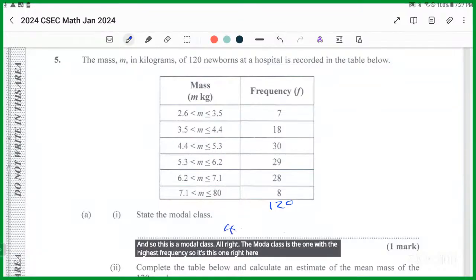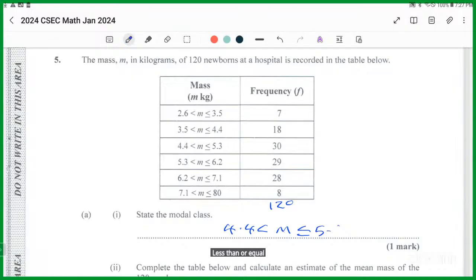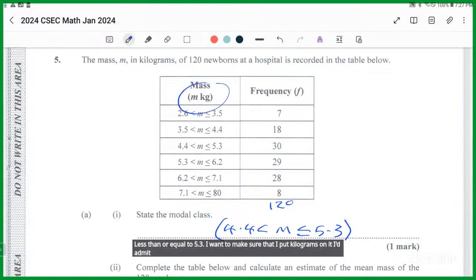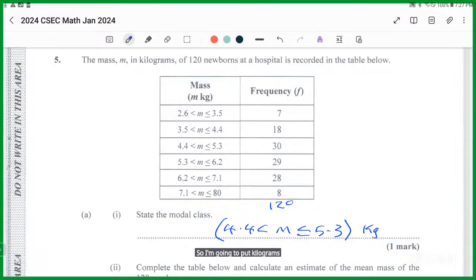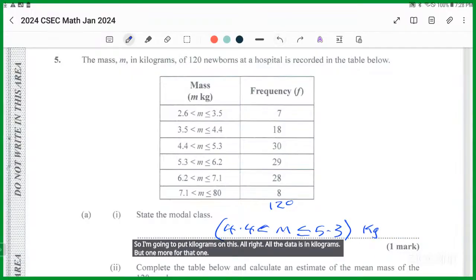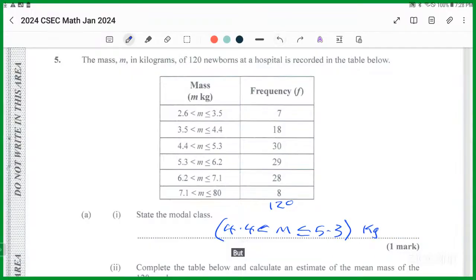So it's 4.4 less than the mass, less than or equal to 5.3. I'm going to make sure that I put kilograms on it. The measurement is in kilograms, so I'm going to put kilograms on this. All the data is in kilograms. One mark for that one, the one with the highest frequency.